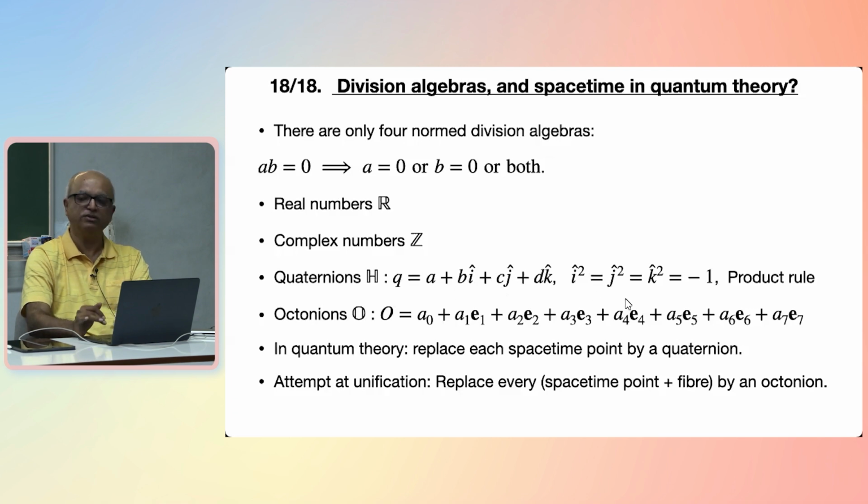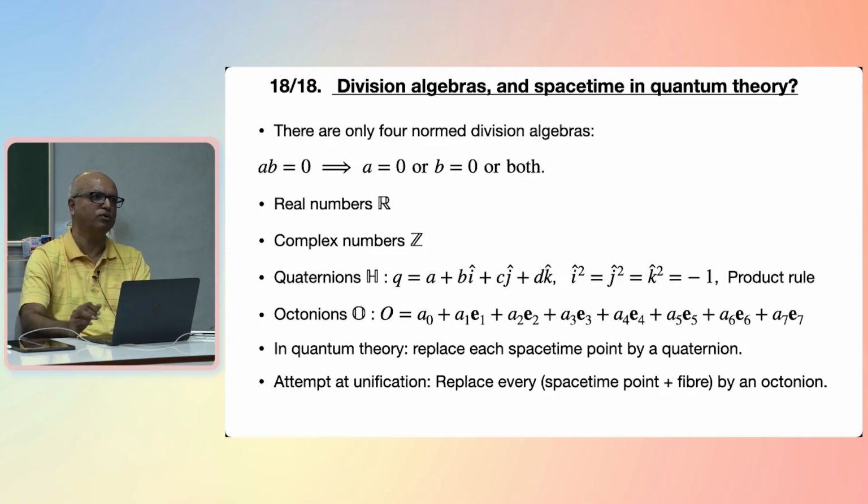There are 3 imaginary units. In a complex number there is 1 imaginary unit, i squared is -1. Here there are 3 imaginary units, each squares to -1. And the product rule we are familiar with from vectors. Vectors are essentially quaternions. i times j is k, j times k is i, and k times i is j. That is how we do it in vectors also. So, this is the definition of a quaternion.